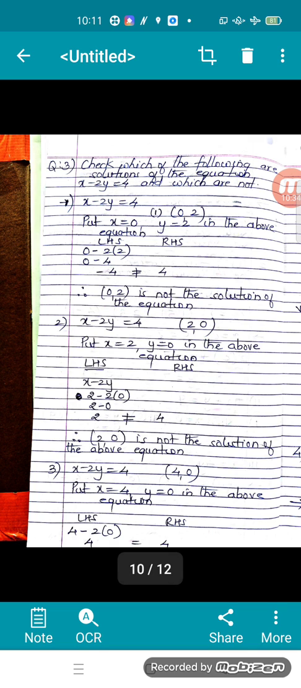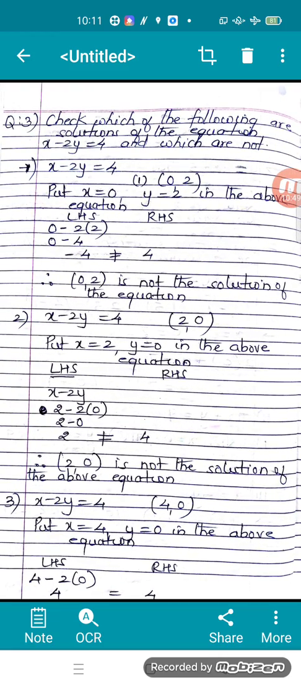Now question number 3. Check which of the following are solutions of the equation x minus 2y is equal to 4. Now by putting the values which are given to you, if you get both sides same, then it is a solution. First one, 0, 2. x minus 2y is equal to 4. What is on the left hand side? x minus 2y. So put x equal to 0, y is equal to 2 in the equation. 0 minus 2 into 2 is minus 4, and this is 4. Both are not same, so 0, 2 is not the solution.